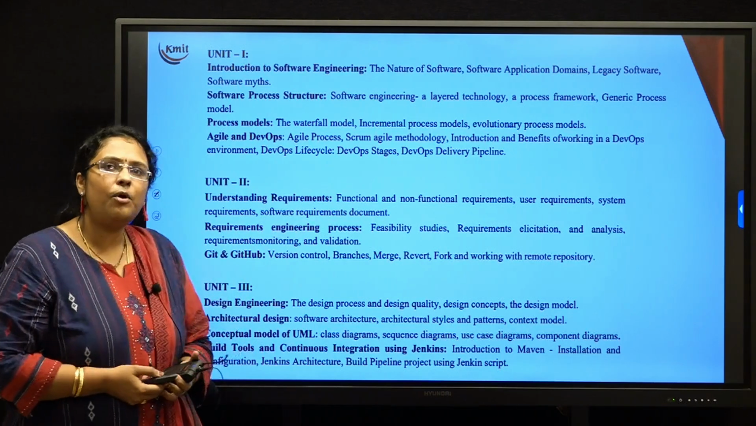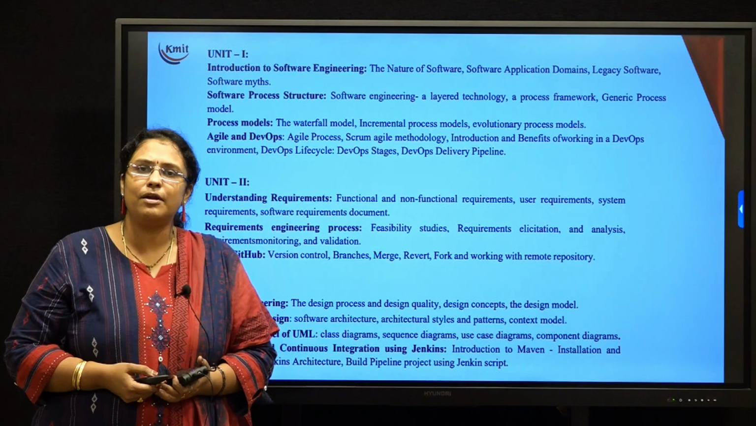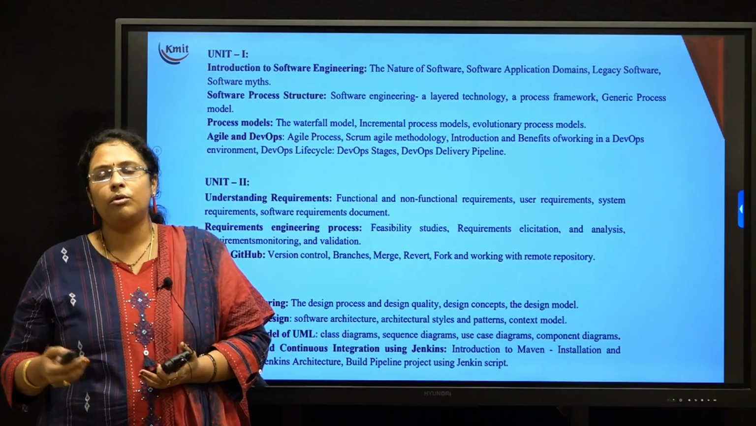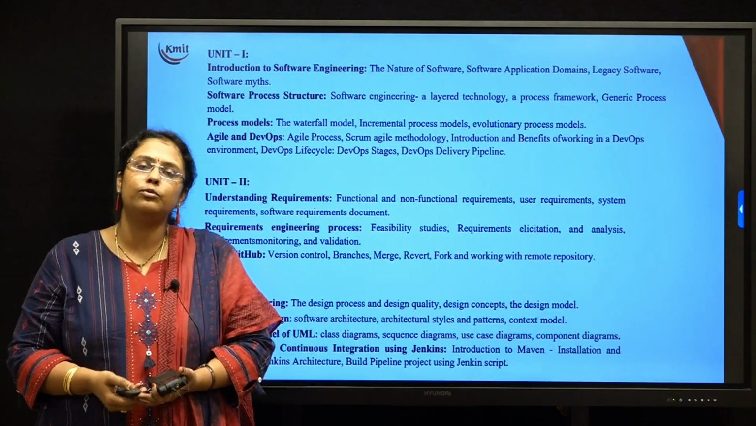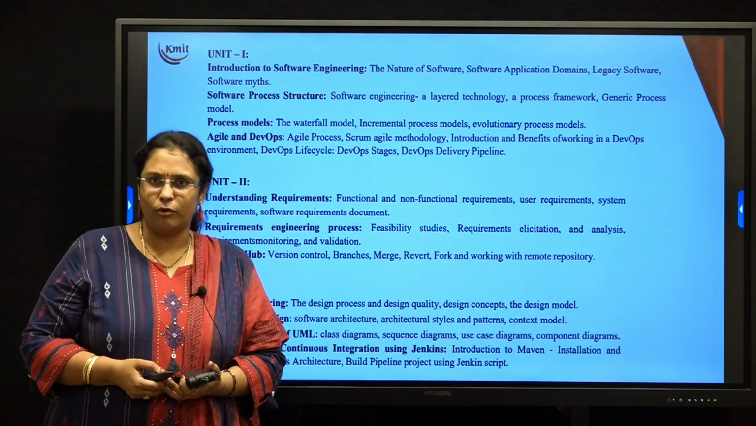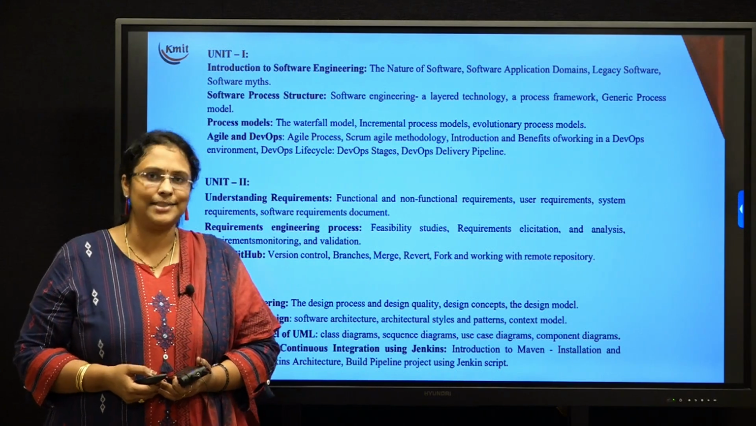We will be learning about various process models, starting from the beginning stage of the development of software till the current trends. After learning about the process models, we will come to the latest models used by various tech companies, which are nothing but Agile and DevOps. So in the last chapter of the first unit, we will get the basics of Agile and DevOps.